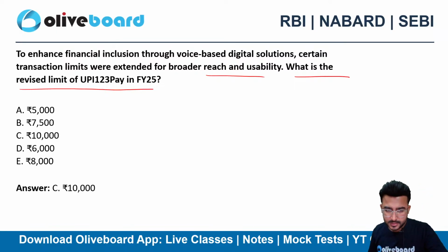Here the correct choice is option C, 10,000. Okay, 10,000 here is the correct choice.